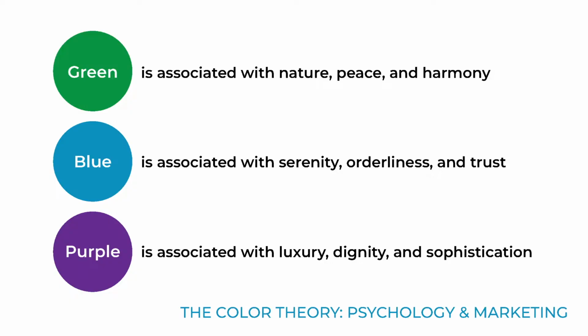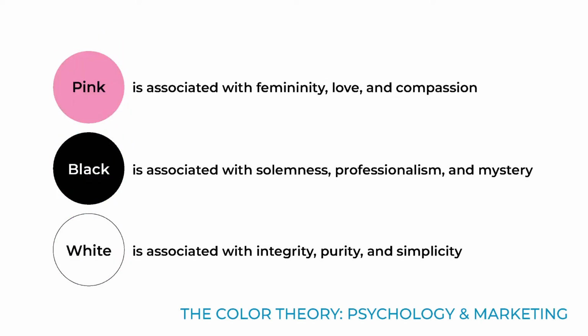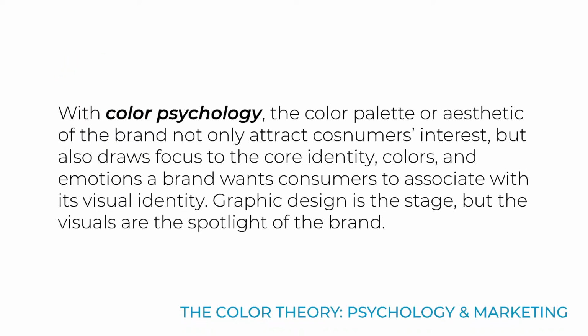Purple is associated with luxury, wealth, dignity, and sophistication, like money. Sometimes green can be associated with money, but purple has been the color of a lot of royal families for years. And then pink is associated with femininity, love, and compassion. Black is associated with solemnness, professionalism, and mystery. And white is associated with integrity, purity, and simplicity.